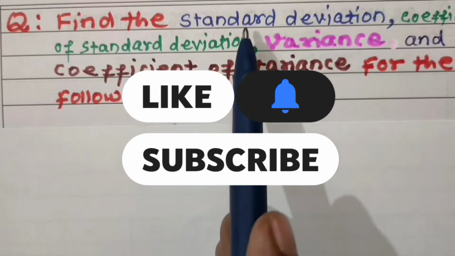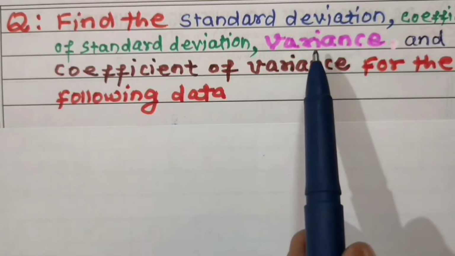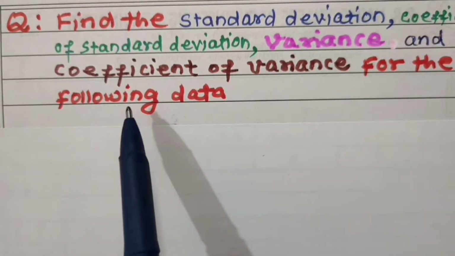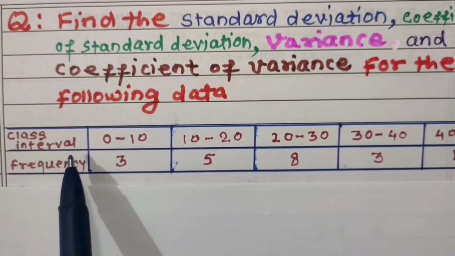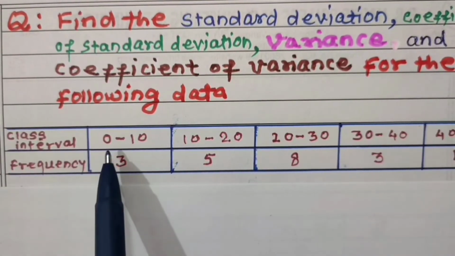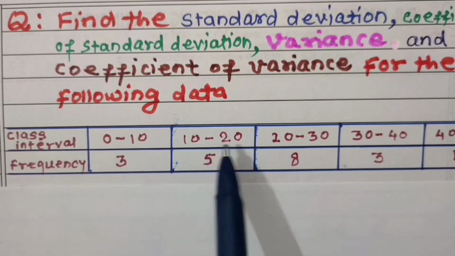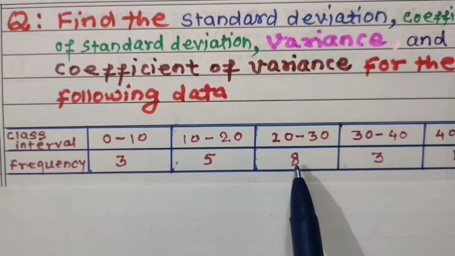Find the standard deviation, coefficient of standard deviation, variance and coefficient of variance for the following data. Data is given like this. First row is class interval. First class interval is 0 to 10. For this frequency is 3. Second class interval is 10 to 20. Frequency is 5. For 20 to 30, frequency is 8.